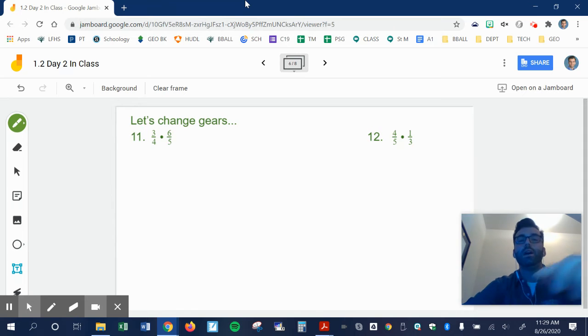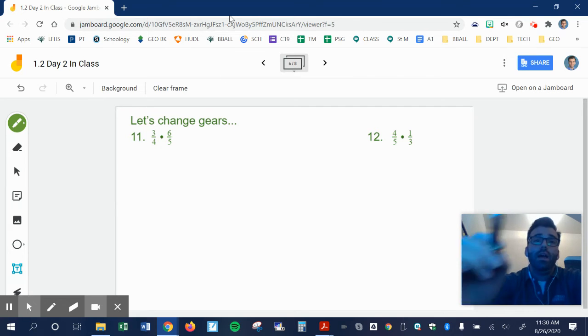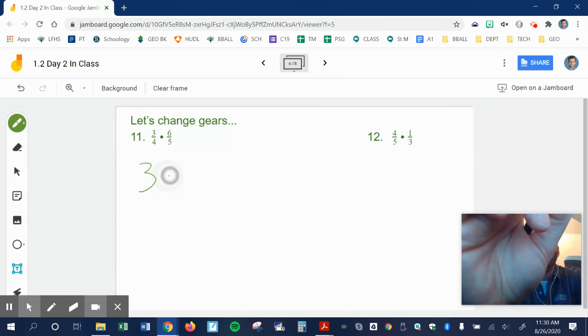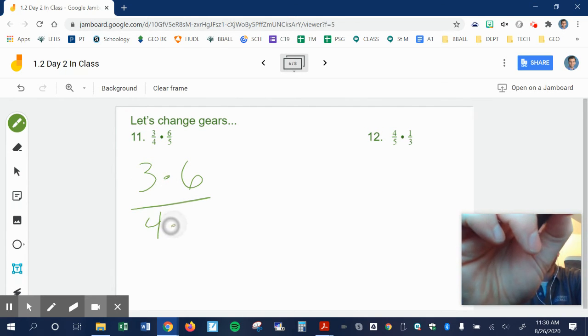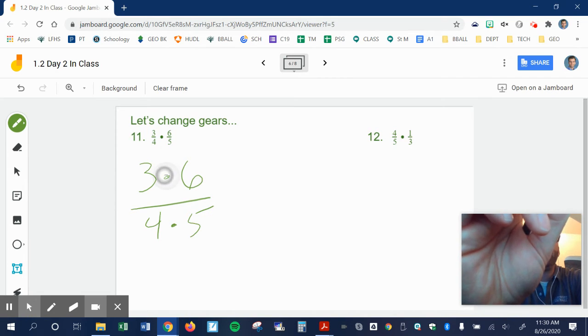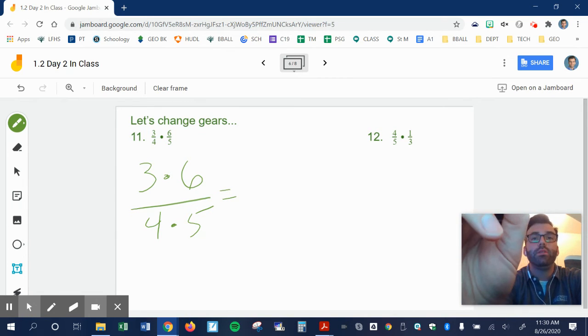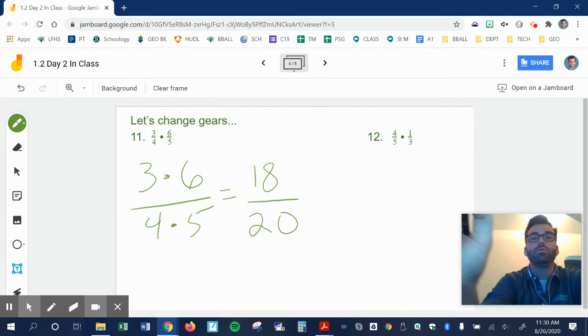Let's change gears. So now we're going to start to talk about multiplication, okay? Multiplication and division. We'll talk division today as well. Multiplication is pretty quote unquote simple, and what I mean by simple is that I don't need a common denominator. I just multiply across the top. 3 times 6 over 4 times 5. Well, 3 times 6 I know is 18, and 4 times 5 is 20.